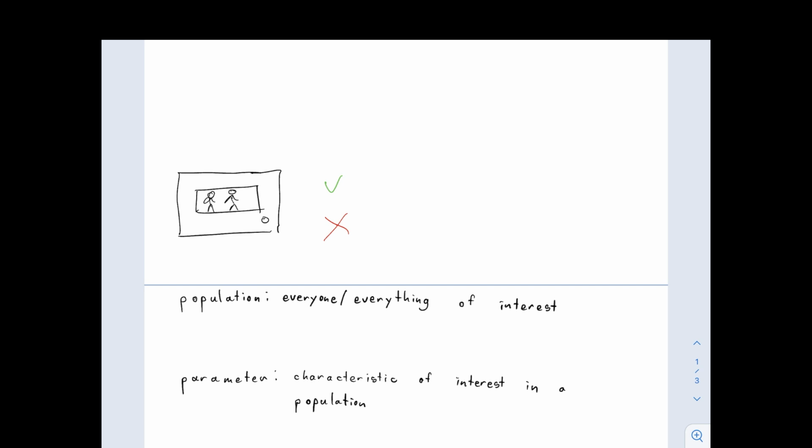First, a population in statistics is much the same as a population in everyday language. It is everyone or everything that is of interest to us. In our particular example, that is all Americans.